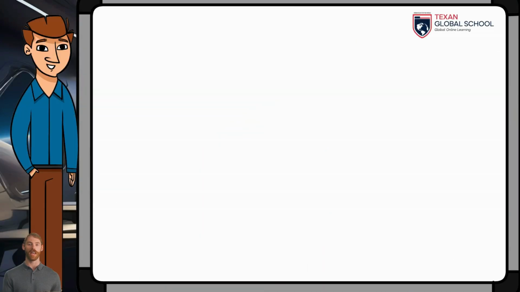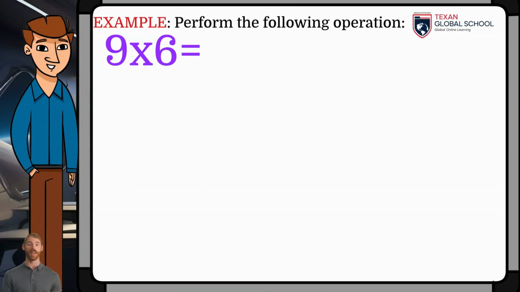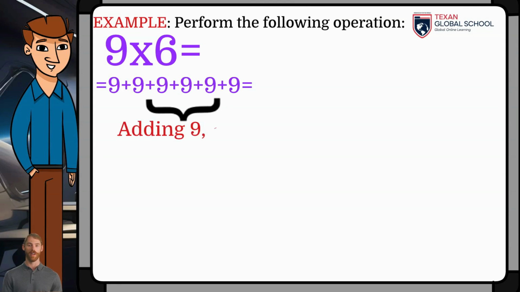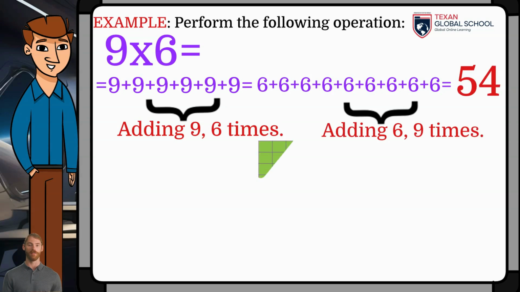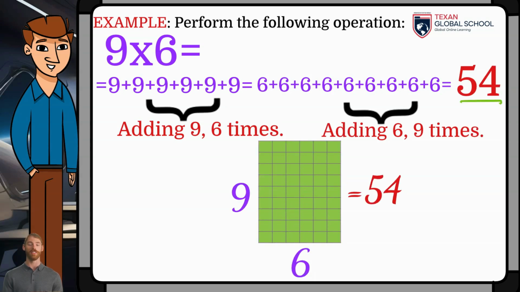Now, multiply 9 by 6. We add 9 6 times. Or we add 6 9 times. Therefore, 9 times 6 is 54. The model represents 9 rows by 6 columns. So, we have 54 ones. Hence, we can conclude that 9 times 6 is 54.